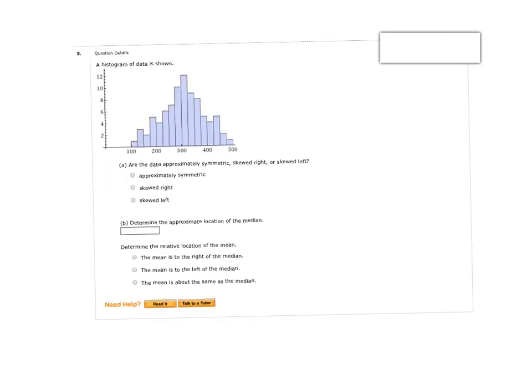All right, next up here we got a histogram, and it says to approximate if it's symmetric, skewed left or skewed right. So I'm going to say it's approximately symmetric. It's not perfectly symmetric, but you can see that most of the data is concentrated towards the middle. And then we're going to determine the approximate location of the median. On these approximately symmetric ones, the mean is about the same as the median. And so I'm going to say the approximate location is right in the middle there. So I'm going to say it's about 300.